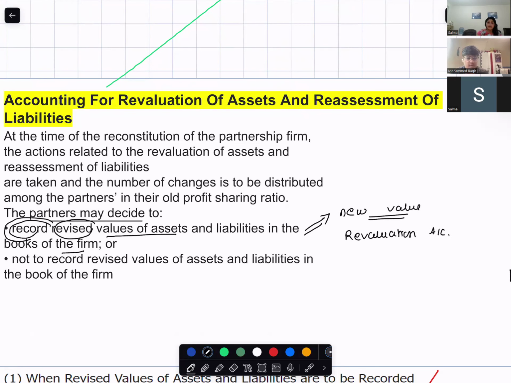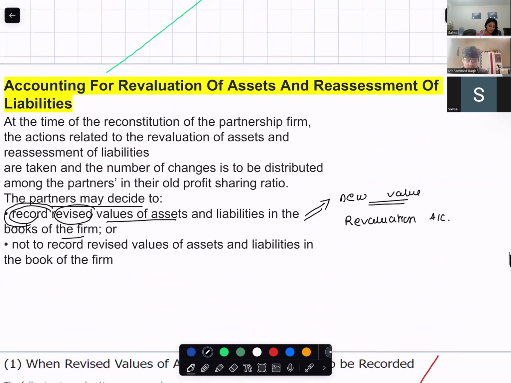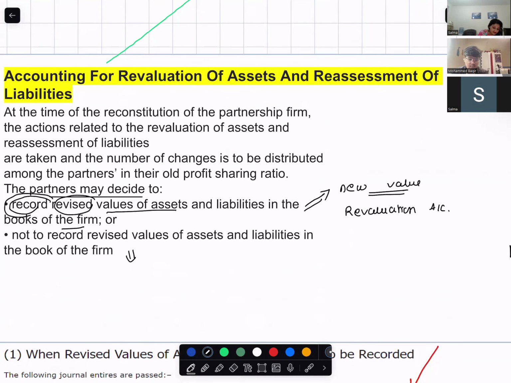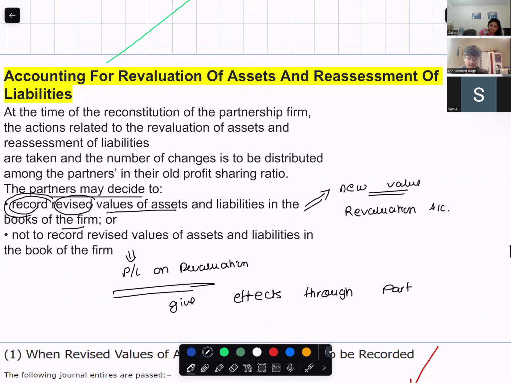And they can also decide that they don't want to record the new values. That means the balance sheet should be at old value. In this case, what you do, you will just find out the profit or loss on revaluation and give effect through partners' capital account. This I will tell you later. You will give effect through partners' capital account.